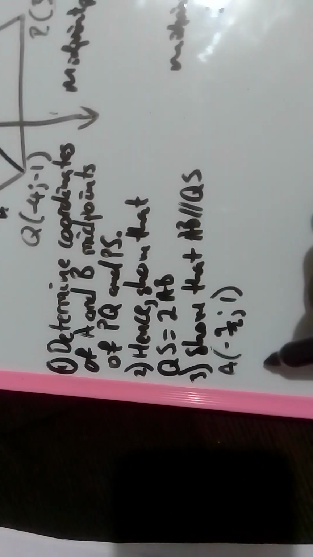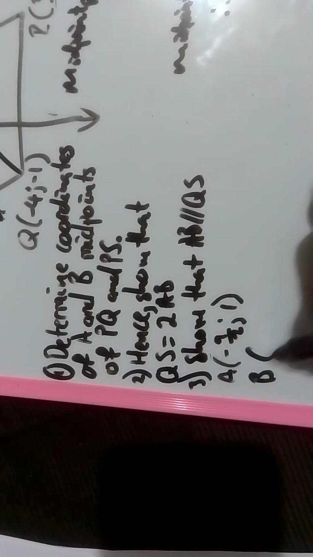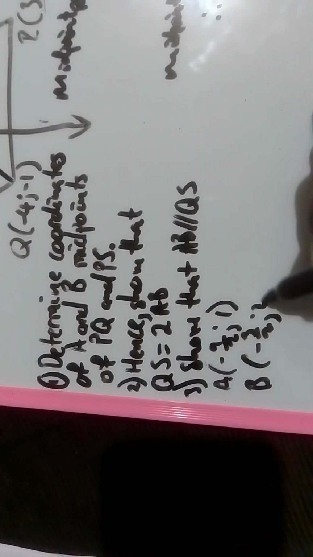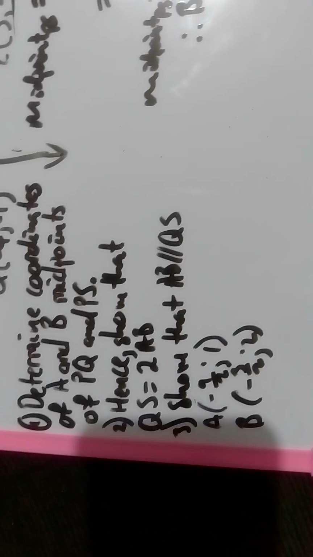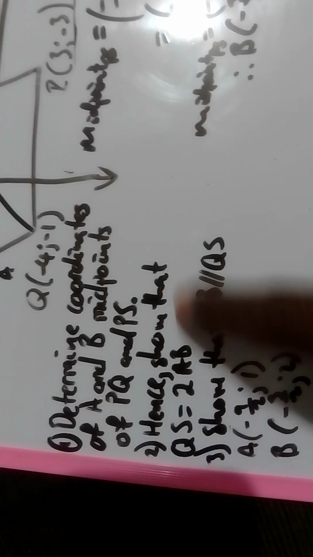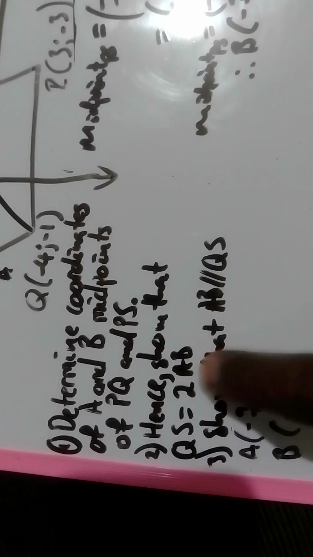I take my answer, I place it here. Let's see if later on they are going to need these coordinates. Alright, no problem. So we are done. Now we go to the next question. What is the follow-up question? Hence show that QS is equal to 2AB.